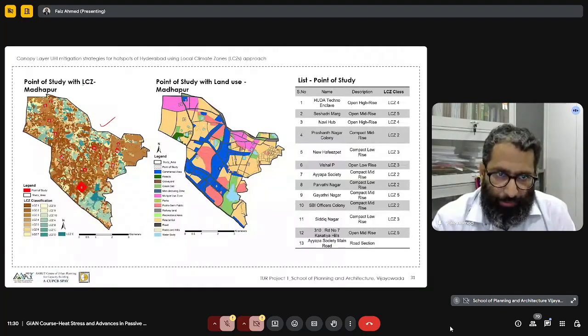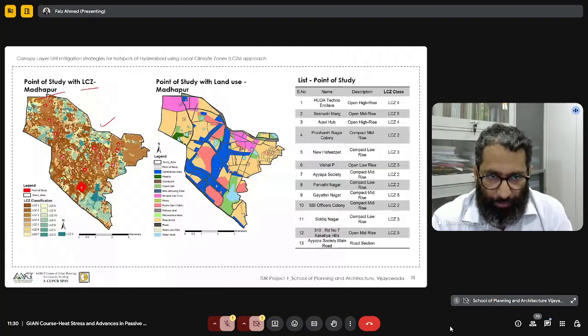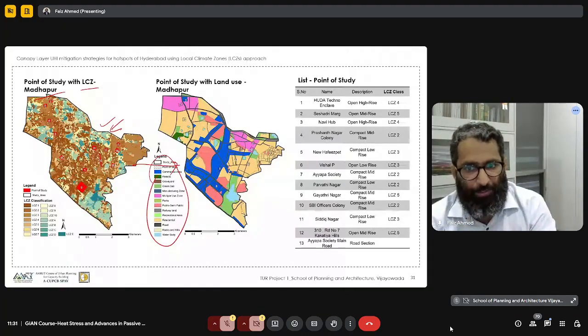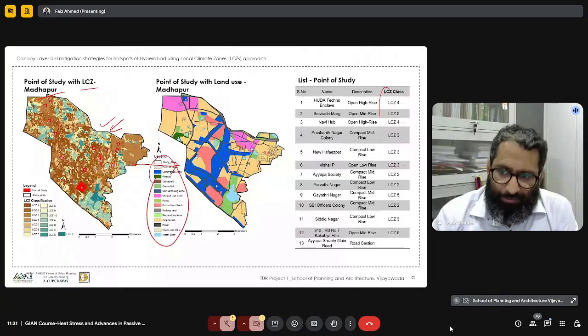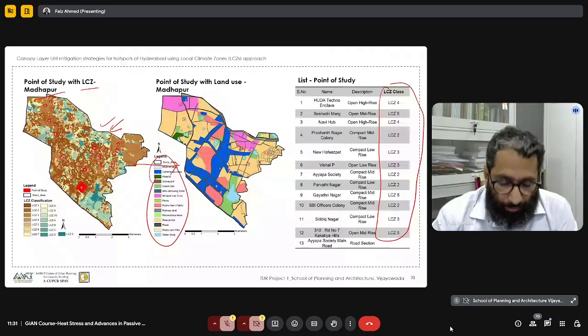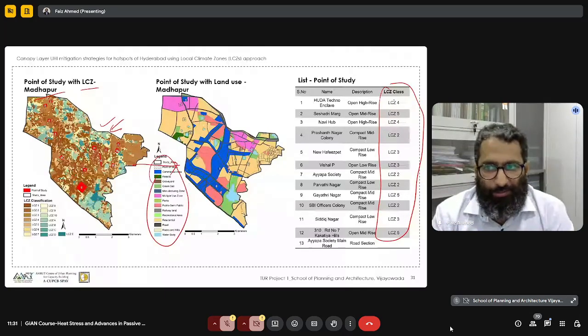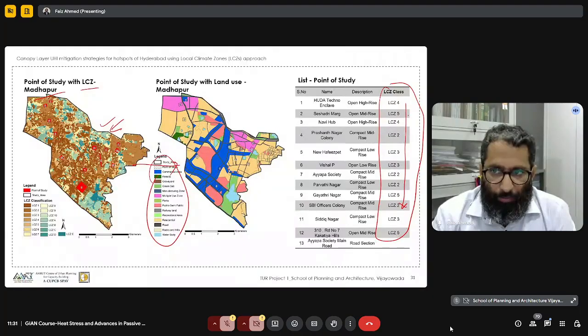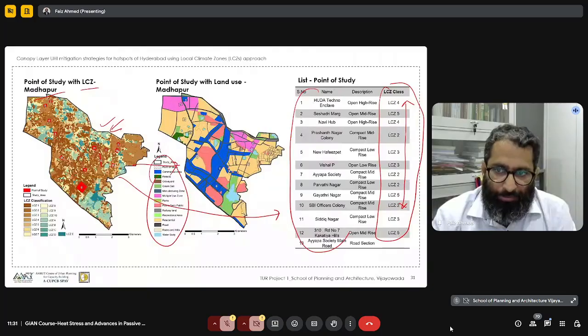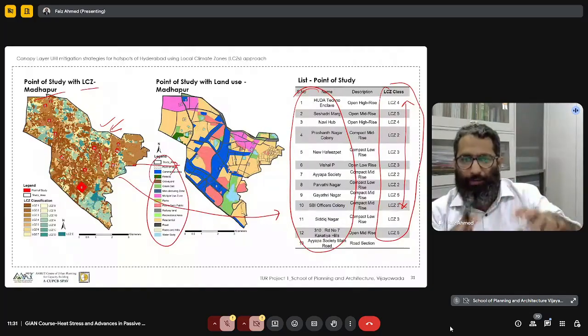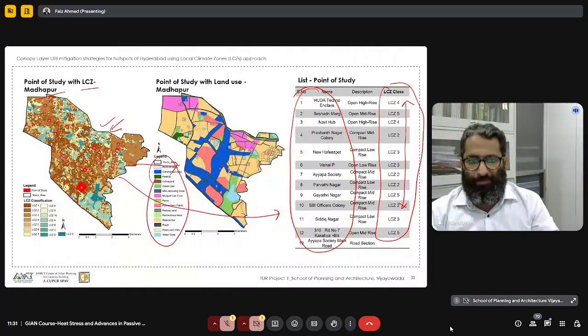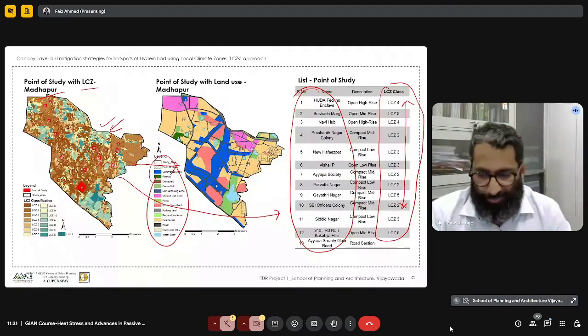So we have the LCZ classification for our area of interest, and we have documented all the building fabric of different land uses that you can see here. In terms of local climate zone classification, these are the different types of local climate zones that we can observe in our area of interest, and these are different neighborhoods that we have identified, where we went into detail, documented those neighborhoods, and then tested our strategies.